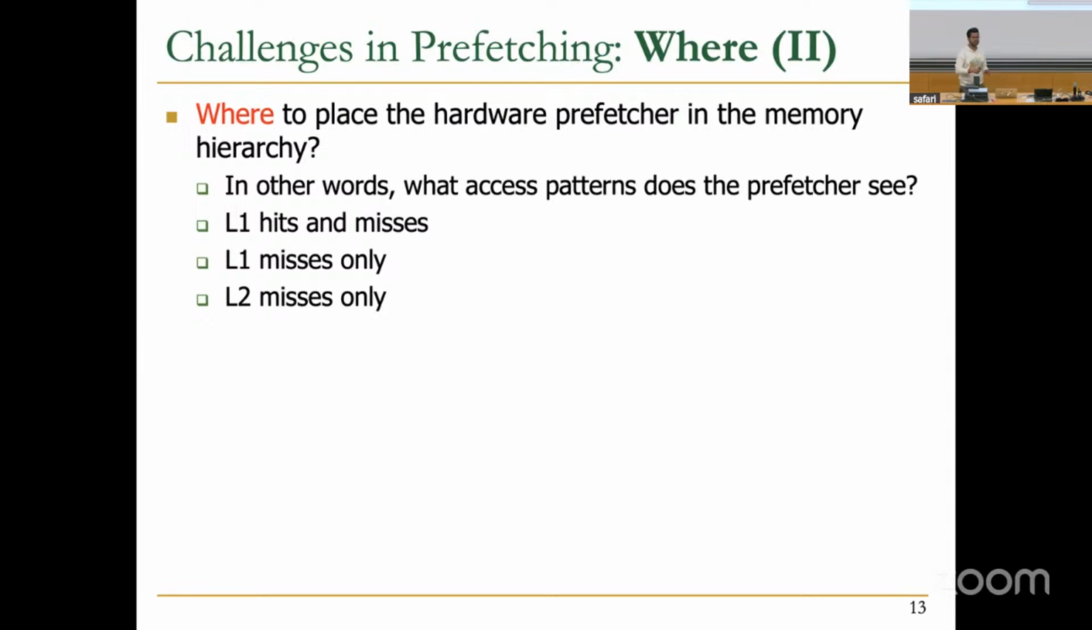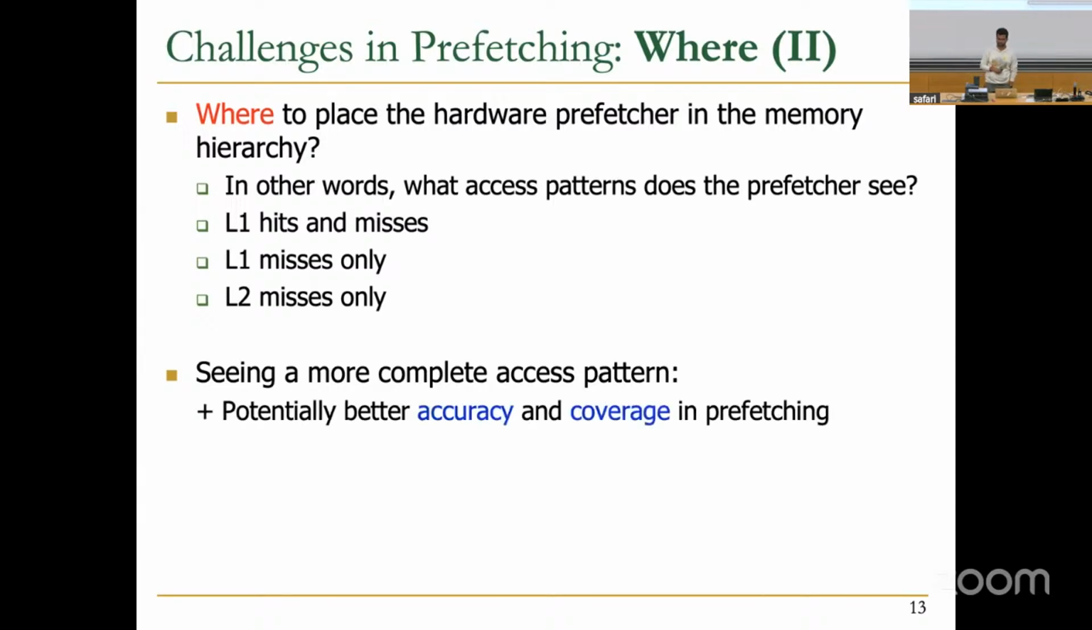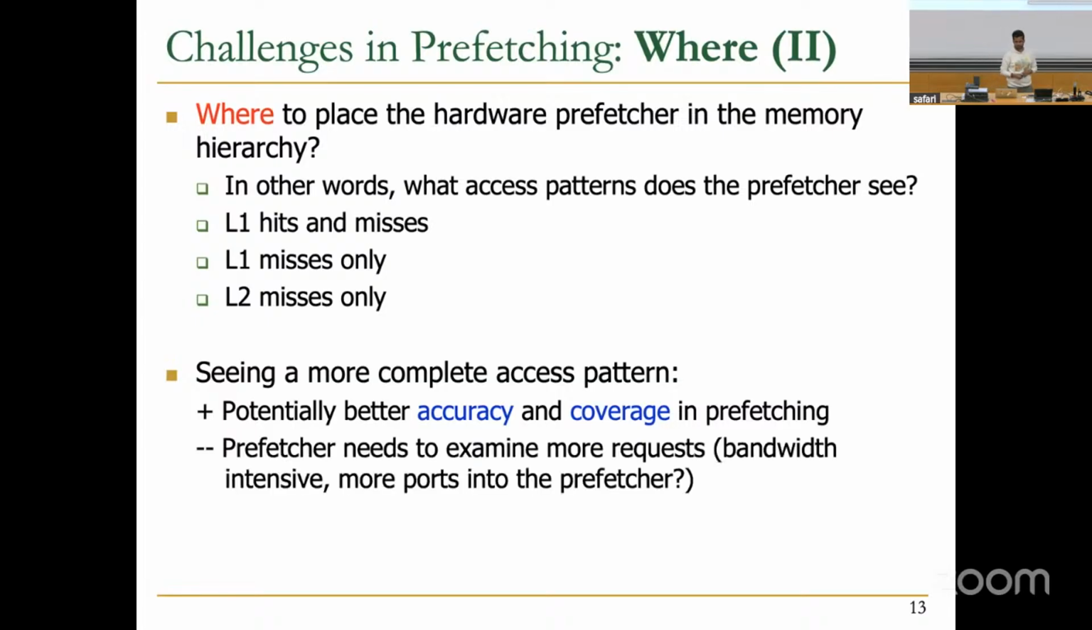All of these are things you need to worry about when you're doing prefetching. As I said, the more complete the access pattern you're looking at, the more accurate you are potentially going to be, and the more you're going to cover, right? But then the prefetcher needs to look at all the accesses, so that makes the prefetcher design itself more intensive.